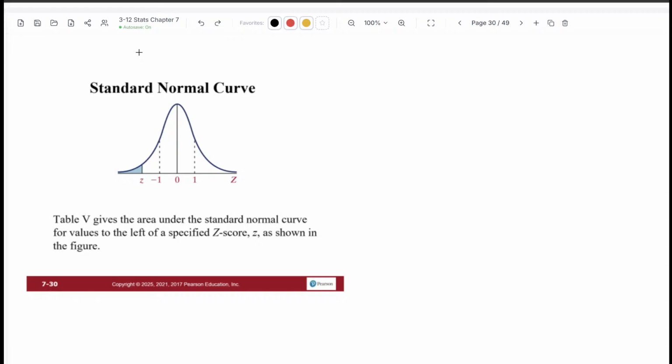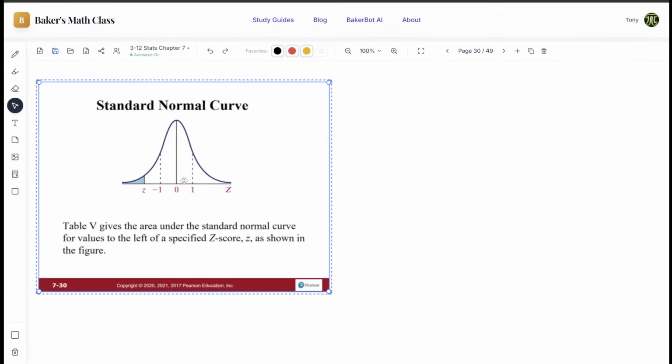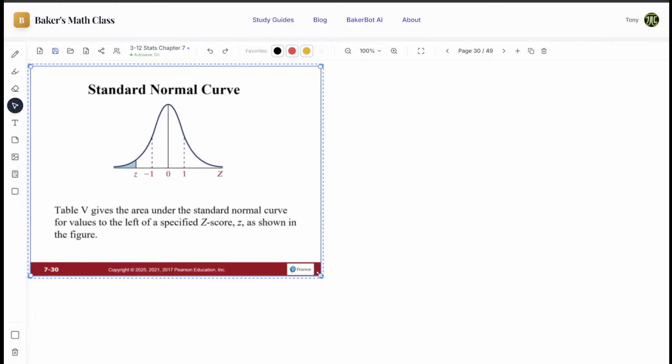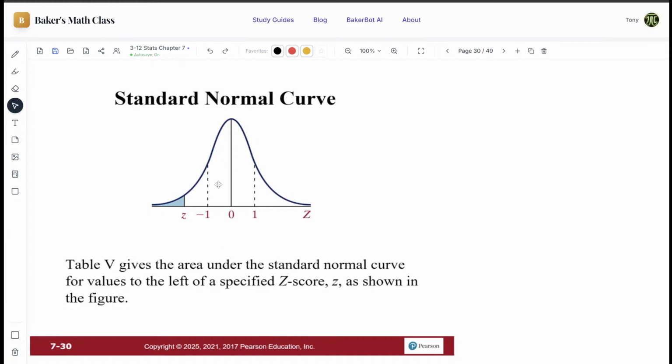When you're looking at the normal curve, in the middle, my z will always be 0. To the left, I will always have negative z's. To the right, I will always have positive z's. So negatives to the left, positives to the right.